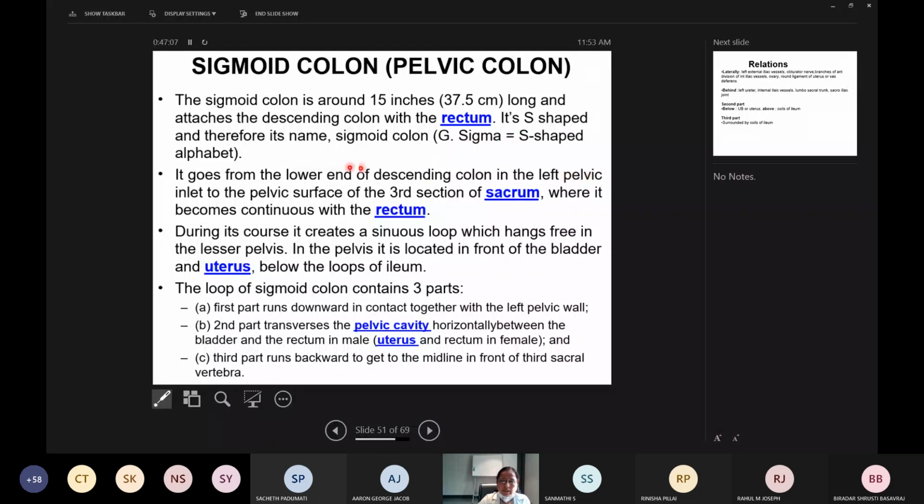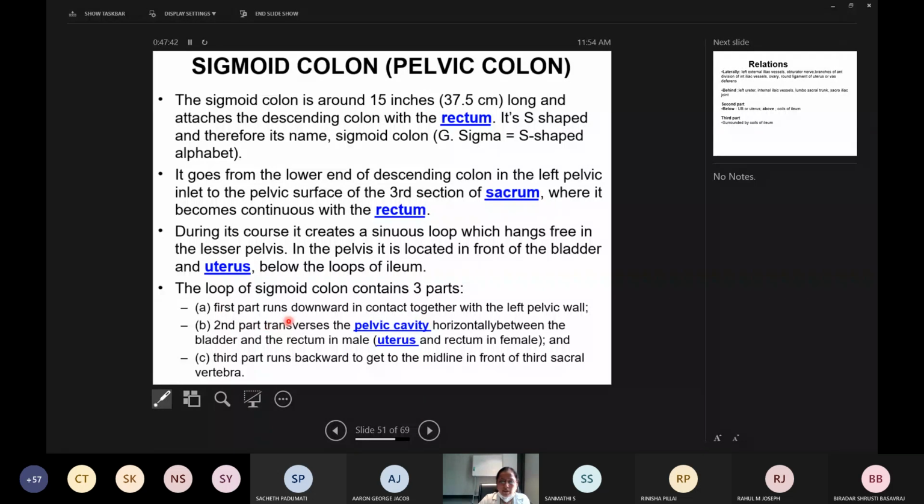So from the third sacral vertebra, the sigmoid colon continues as the rectum. As we have already told, it is an S-shaped loop, and it is suspended from the pelvis by a fold of peritoneum called the sigmoid mesocolon. Just like your transverse mesocolon, you have got the sigmoid mesocolon. This S-shaped loop has three parts: first part, second part, and third part.